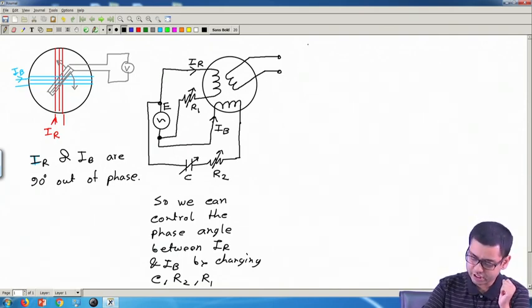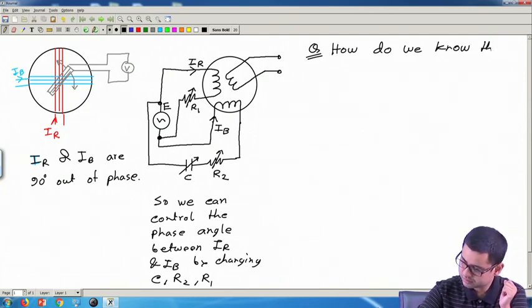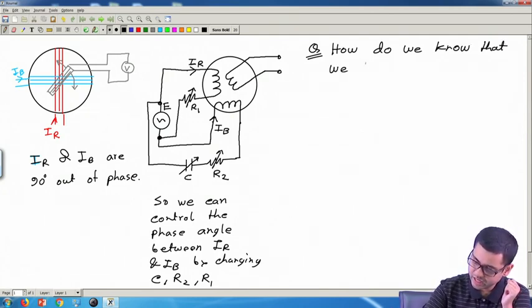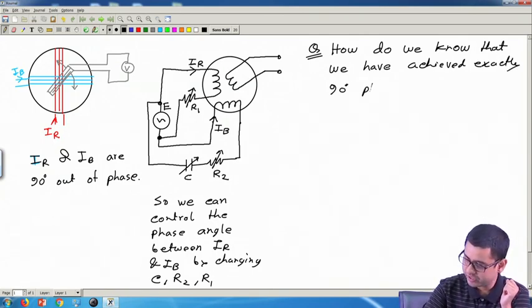But now I can ask a question. So the question is, how do we know that we have achieved exactly 90 degree phase difference and equal magnitude?